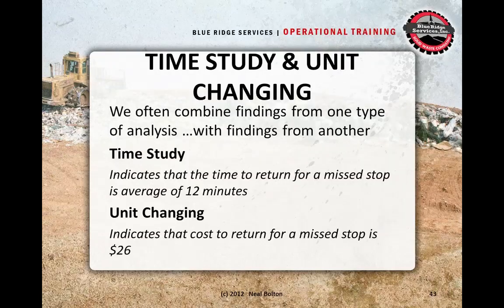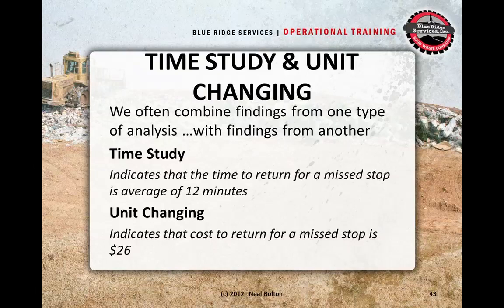Often, when we're doing this analysis, we will do something we call unit changing. That's a term that we came up with, but essentially, we might do a time study and find that on a route, the typical time to return and pick up a missed stop is 12 minutes. And we might say, hey, that's 12 minutes, that's no big deal. But when we start looking at that in terms of the cost, that 12 minutes costs us $26 or whatever it happens to cost, it takes on new meaning.